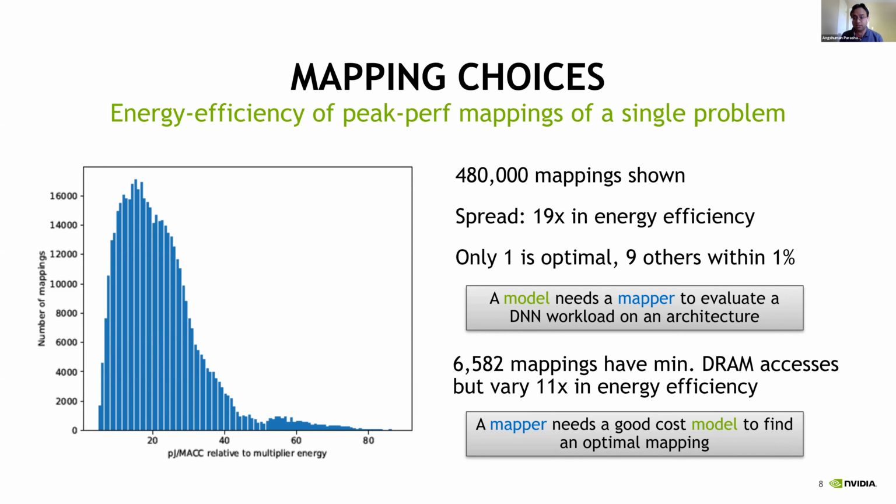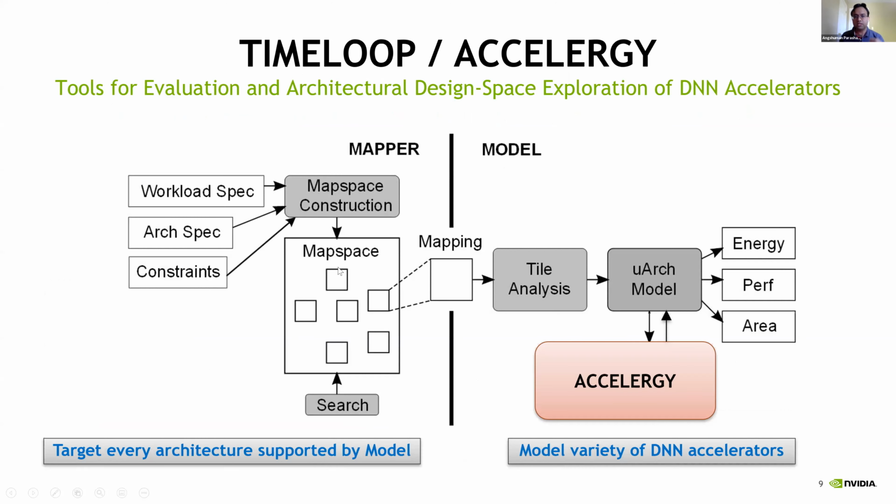And DRAM accesses is not a good cost model. It's an insufficient cost model, at least in this example. And so what we see here is that a model and a mapper have this interesting synergistic relationship. They need each other. And that feeds into this infrastructure that we've built, which is the combination of Timeloop and Accelergy. I won't go into the details of each of these boxes on this slide. We'll do it later in this presentation.